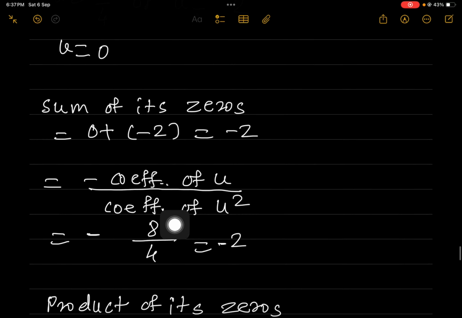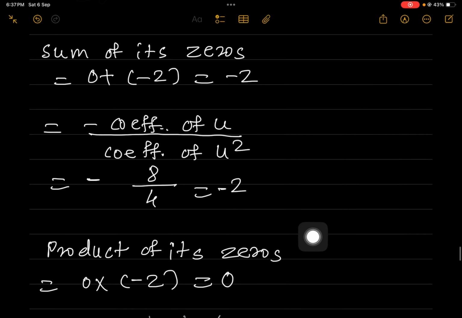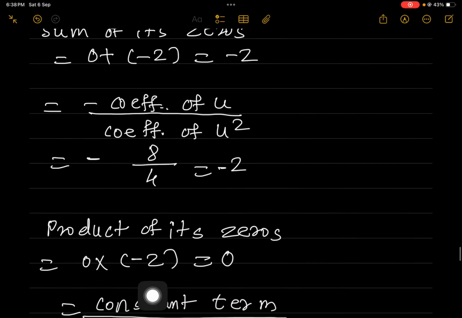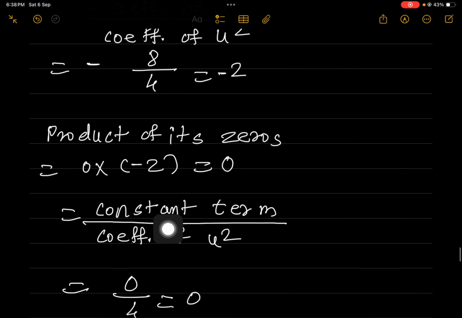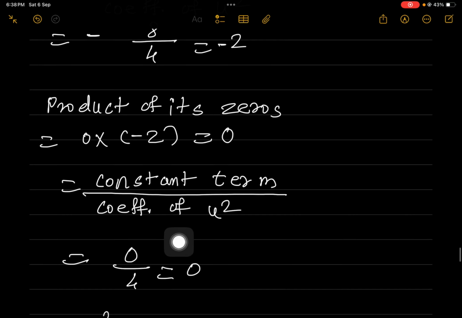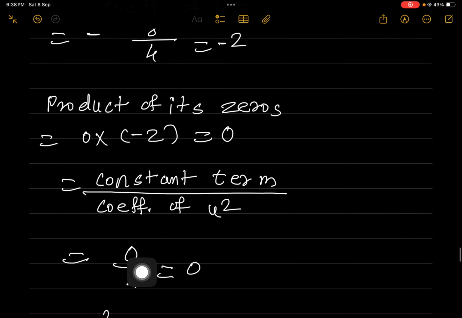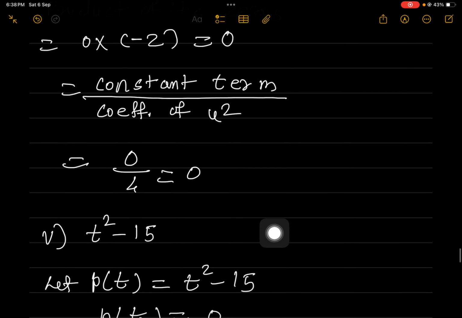So in reduced form, 4 1s are 4 and 4 2s are 8, so minus 2. This minus sign is there, and the product of the zeros, 0 into minus 2, is 0. Now by the formula, constant term upon coefficient of u square. The constant term is not there, so it is 0. So 0 upon 4 equals 0.